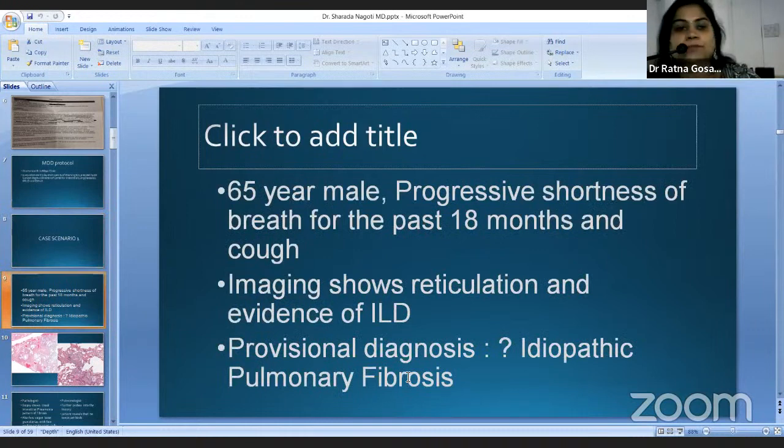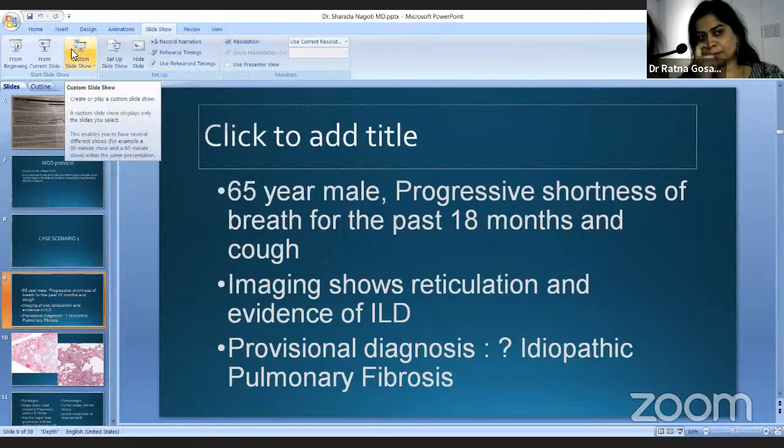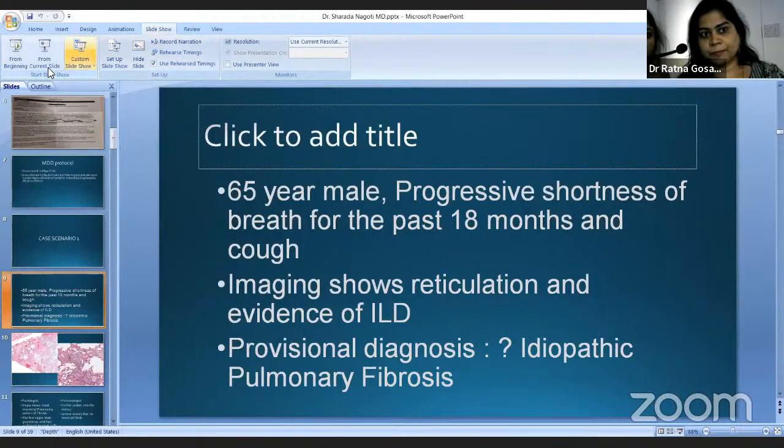So, Dr. Ratna, I need to go to the slideshow mode for this. So I'll just check whether they are able to. I think only this part they are not able to see. No, the slides are not moving.